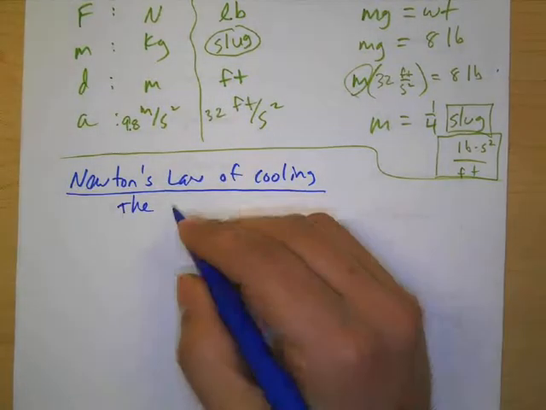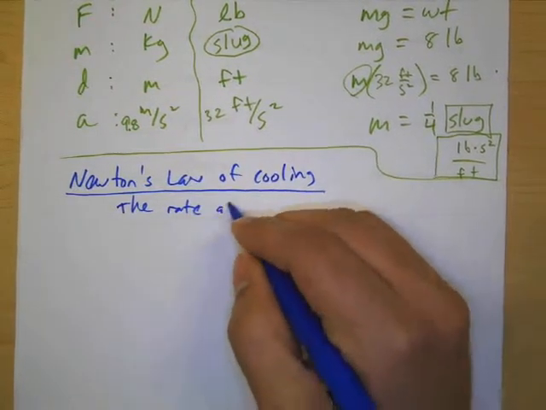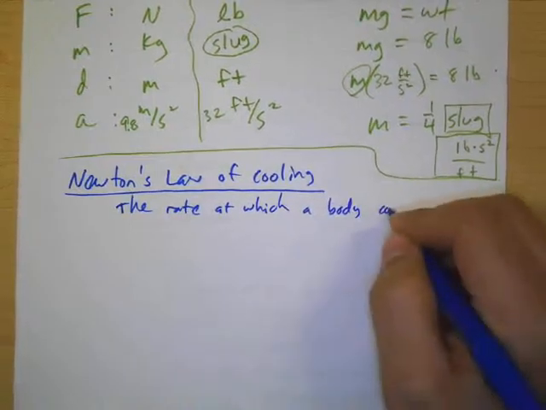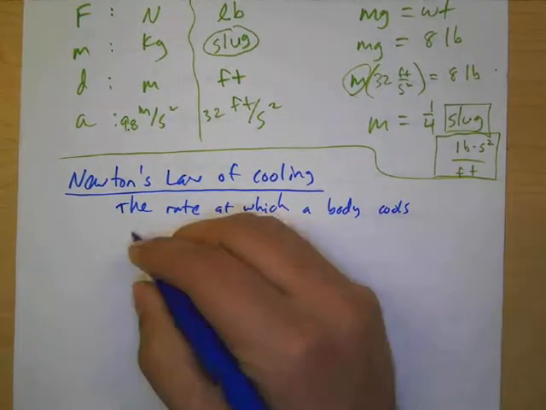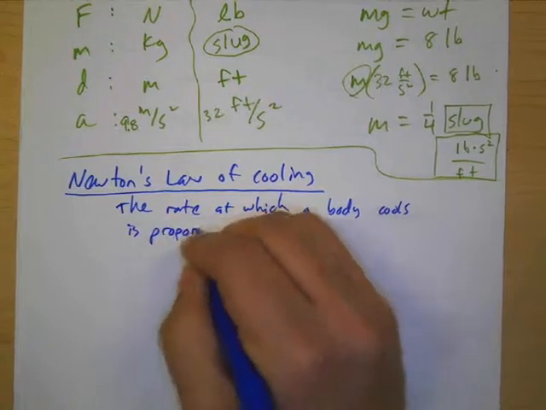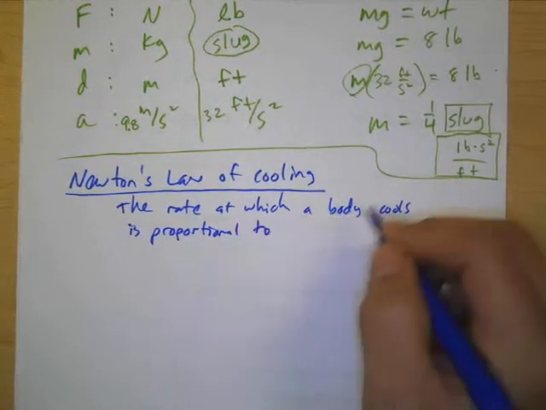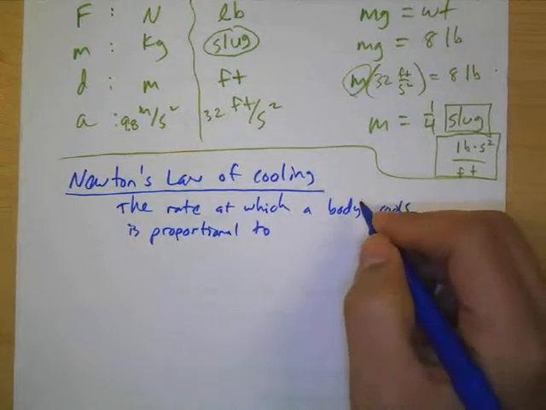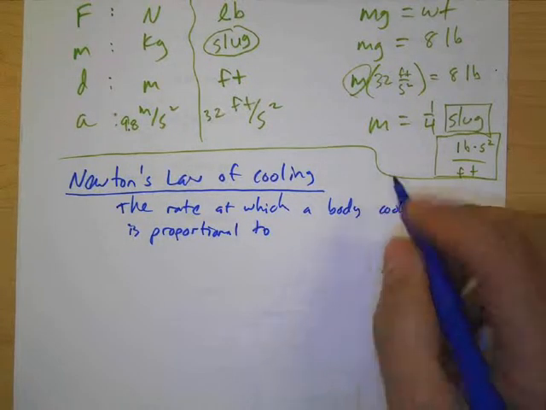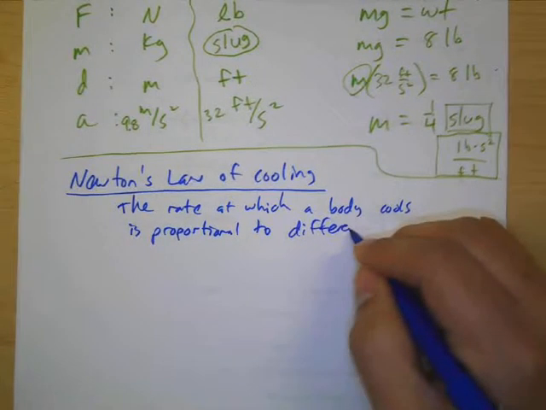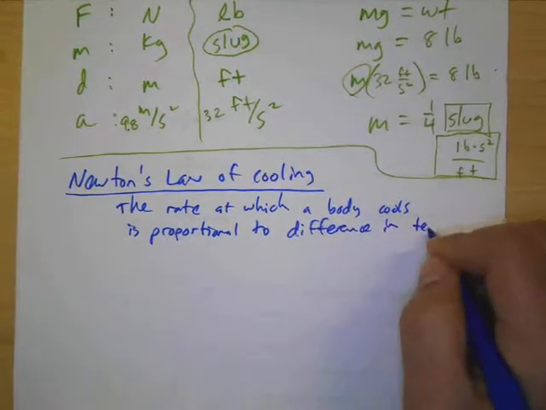I think it goes something like this. The rate at which a body cools is proportional to what? The area, temperature, something. Proportional to the difference in temperature. Yes. To the difference in temperature.